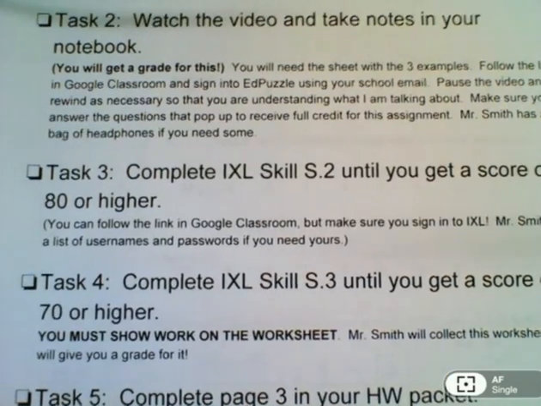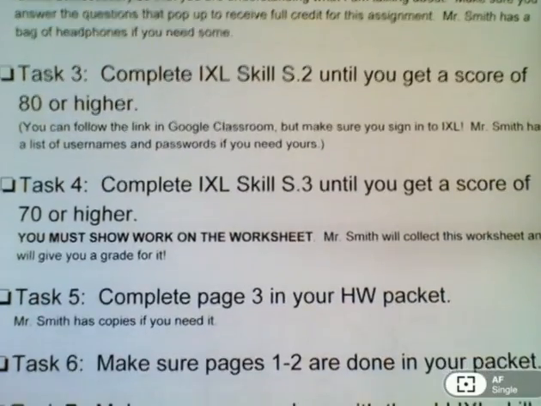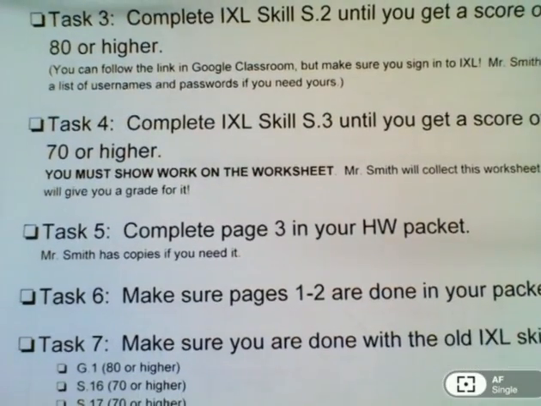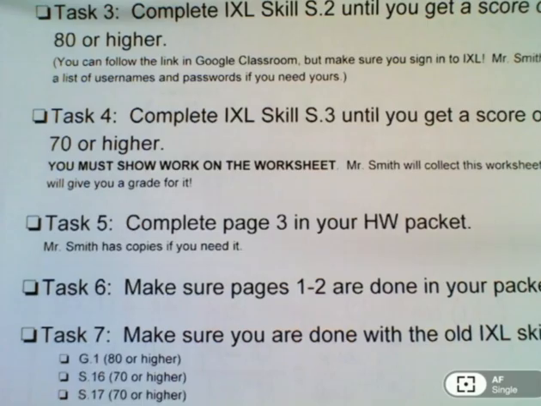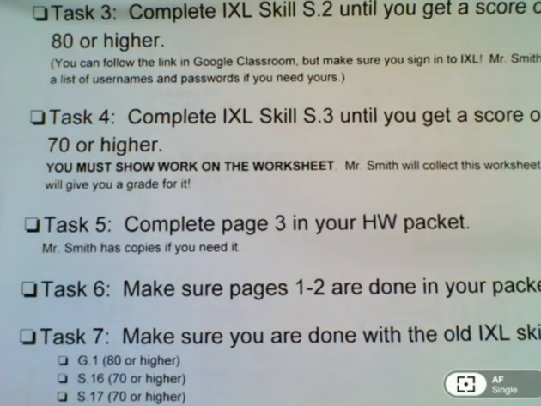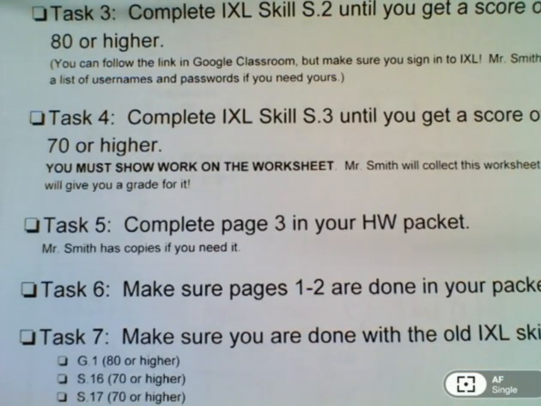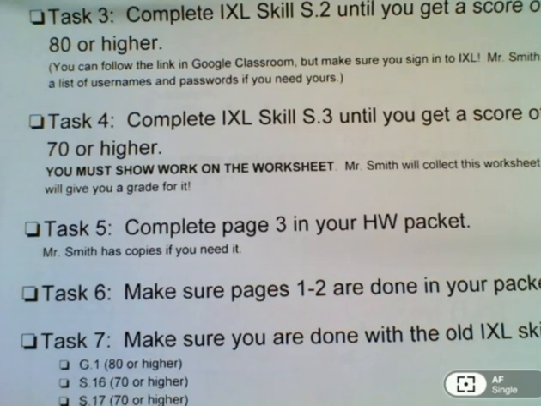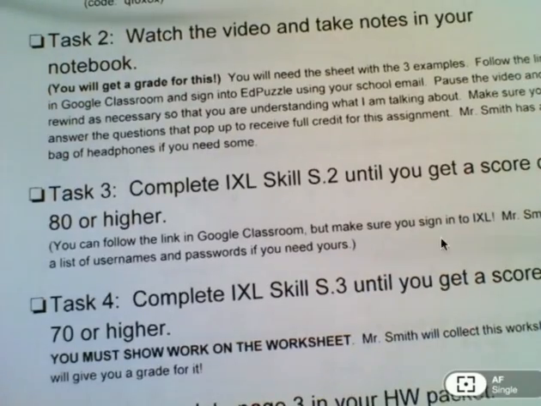Once you're done with all of that, I want you working on page 3 in your homework packet. If you finish that, which I very much doubt, there are some other things for you to do. You're not going to finish all of these today, probably, but just work really hard and get as much done as you possibly can, and I will see you on Tuesday.